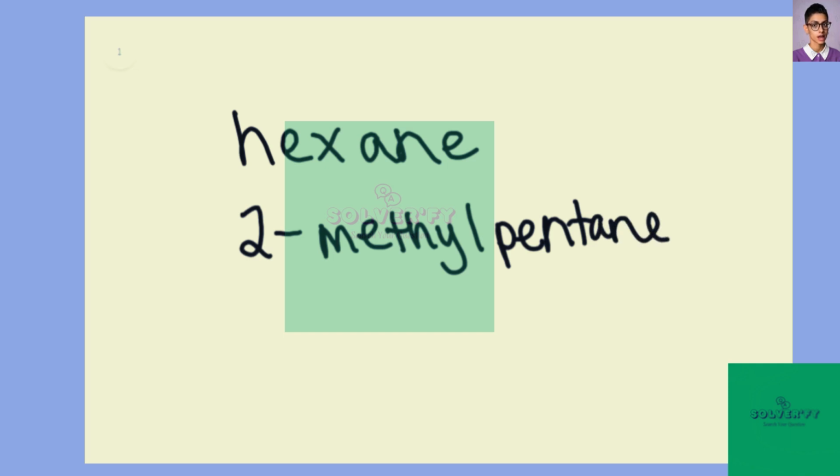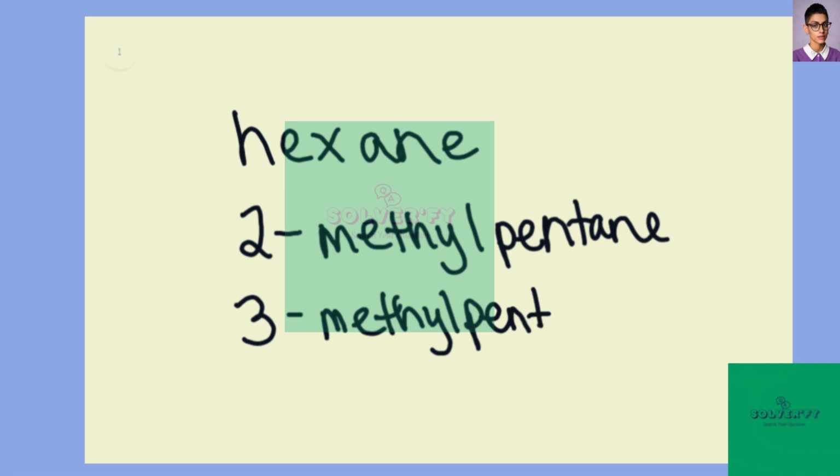The next one looks very similar, but we see that the methyl group is over 1 more carbon. So if we number those accordingly, that would be 3-methylpentane. You'll notice as we write these, there's a dash after the number, but the rest of it is all one word.